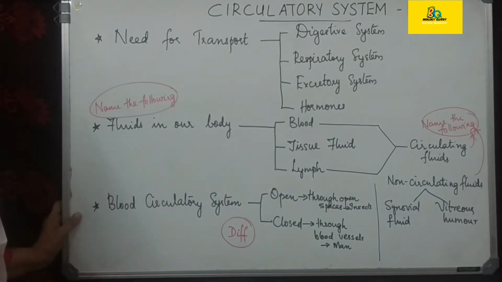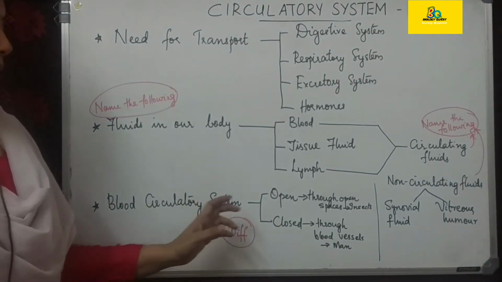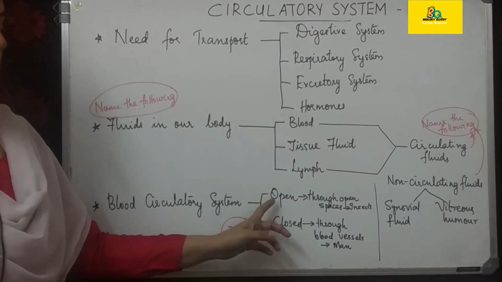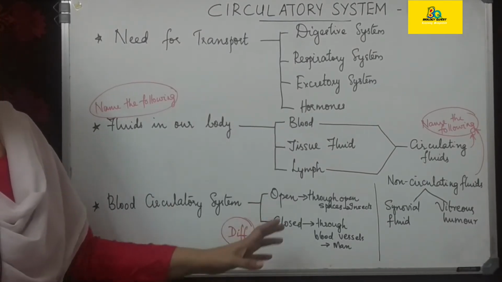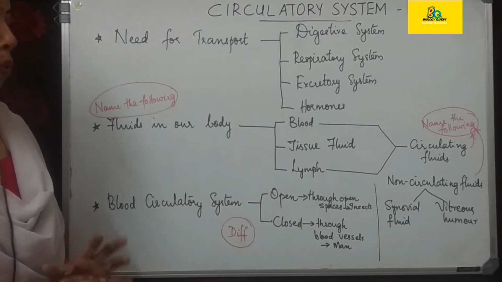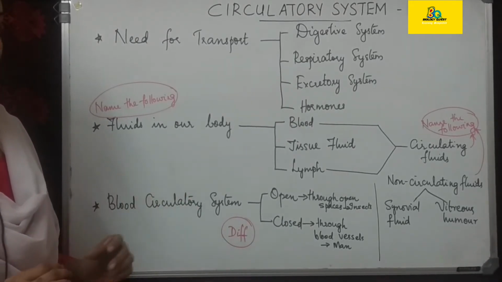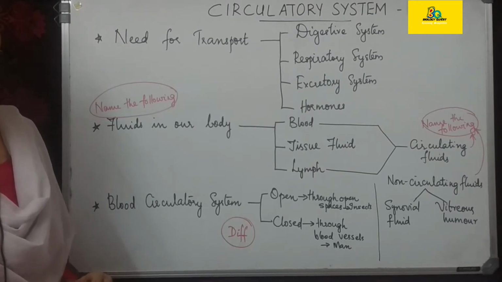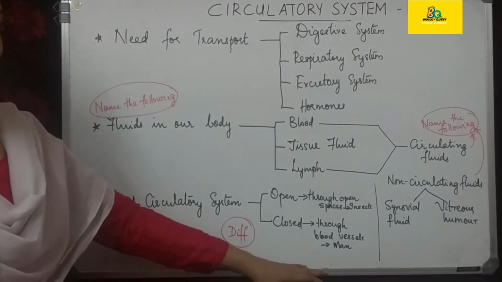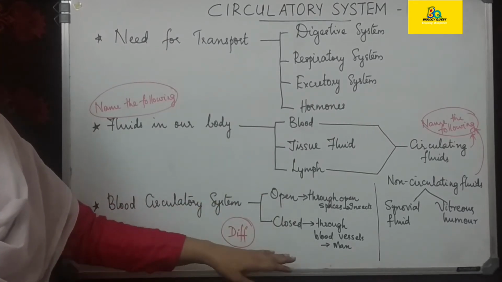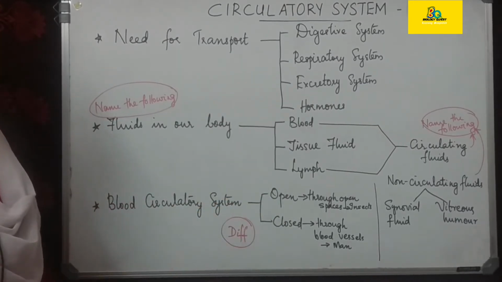Then coming to blood circulation, the circulatory system is of two types: the open circulatory system and the closed circulatory system. In the open circulatory system, the blood flows through open spaces. It is seen in insects, whereas in the closed circulatory system, blood flows through blood vessels. It is seen in man. The difference between open and closed circulatory system can be asked.